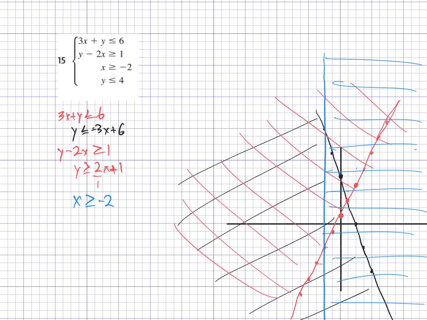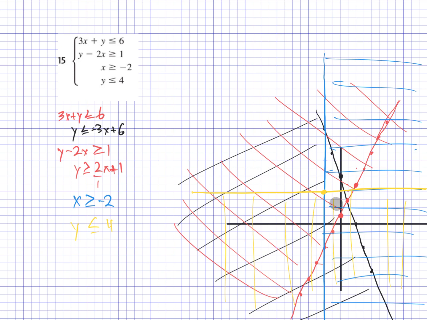All right, and the last one, let's do in yellow. Okay, so this is y is less than or equal to 4. So it's a horizontal line going through the y-axis at 4. It is solid because it's equal. And it says less than. All right, so now we're going to shade this in black. Where is there shading with everything?